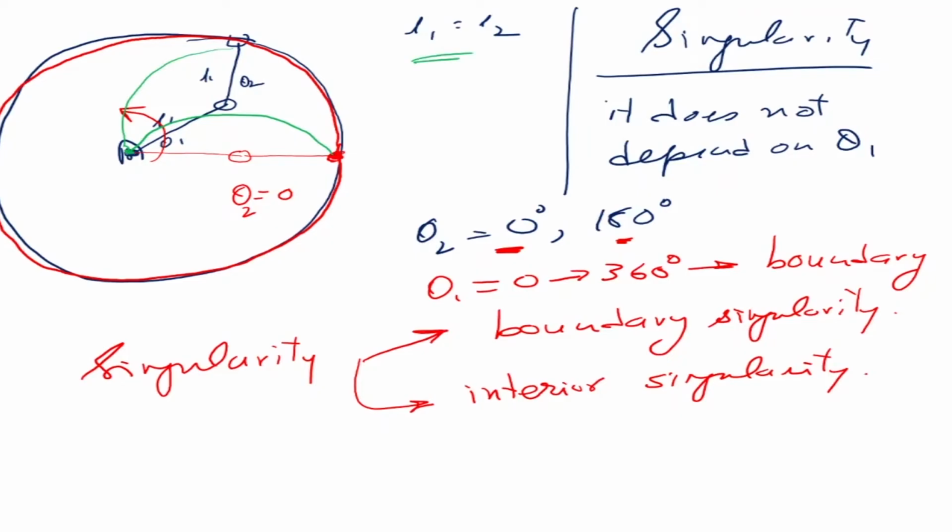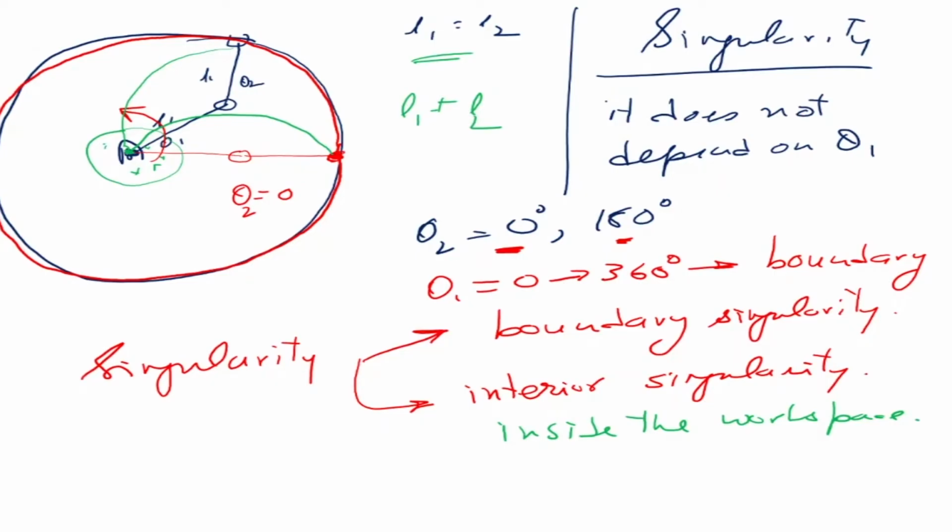If L1 is not equal to L2, then you'll get another small region inside. That means inside here it cannot go. Those are singular points again. So interior singularities are inside the workspace. There are two kinds of singularities: one is on the boundary, which is called the boundary singularity, and the other is an inside workspace singularity.